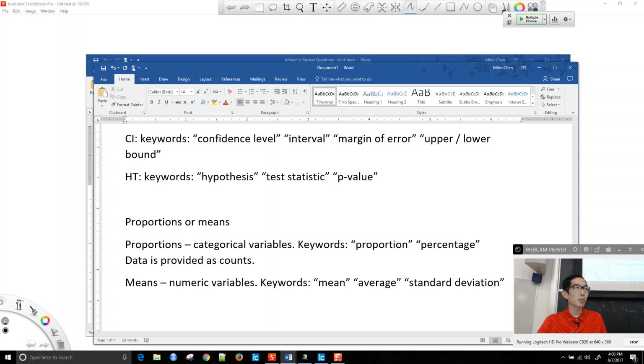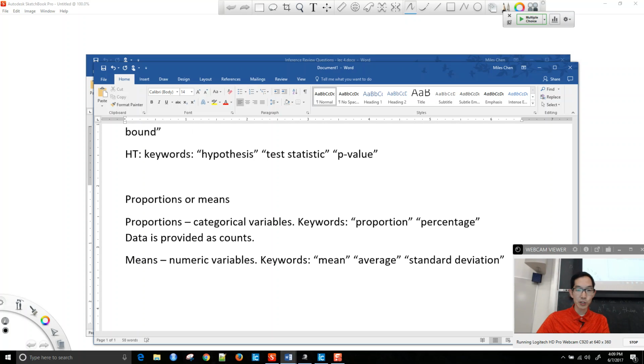It's going to be talking about your height or your weight or the amount of time it takes to do something, or the cost, or some kind of numeric variable. And in that case, you're dealing with means. Okay? And again, in the problem, you need to be given the standard deviation. Without the standard deviation, you cannot answer questions about means. So that's important there. Okay?